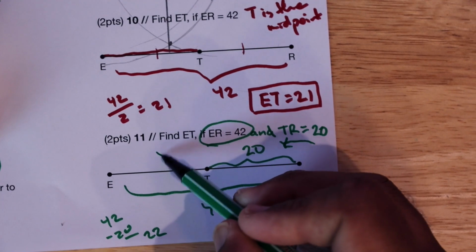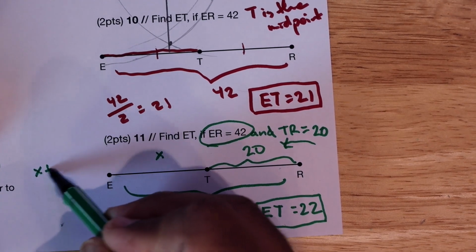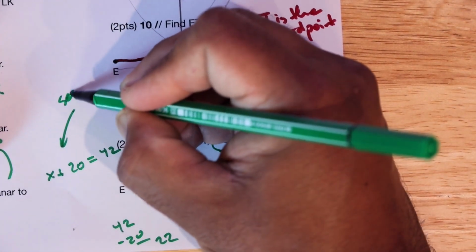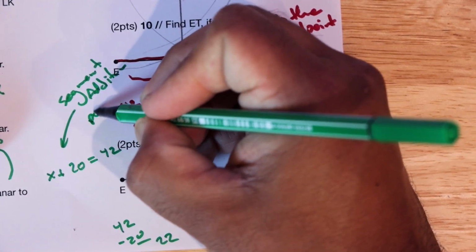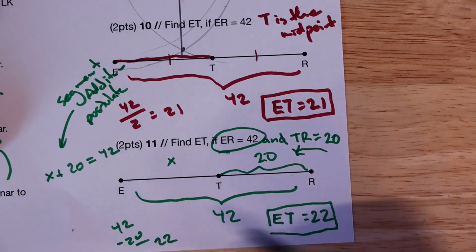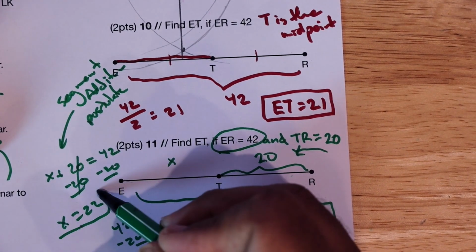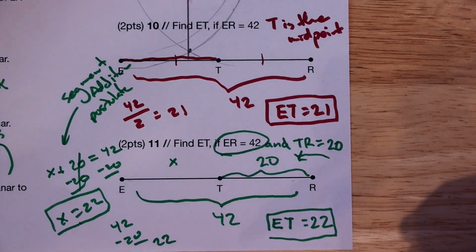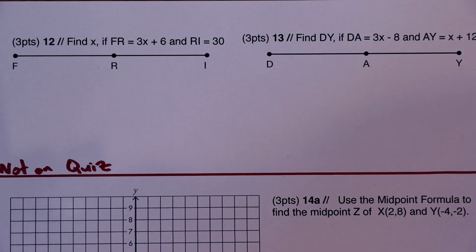For the second one, if you really want to, you can set this up like algebra. I don't know this, that's x. And I can tell that x plus 20 equals the whole thing, which is 42. And let's segment addition postulate in action right there. So to solve for x, I'm just going to subtract 20 from both sides. Get x equals 22, and hopefully you realize this problem is just a little bit of algebra in the middle of a geometry class. So there's number 11. Well, let's flip back over to the other side. We got 2 left at the top of this, and they'll be ready for our quiz.